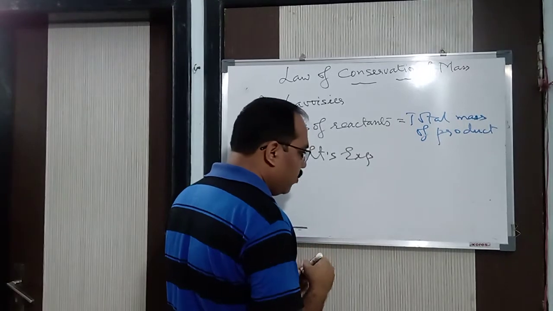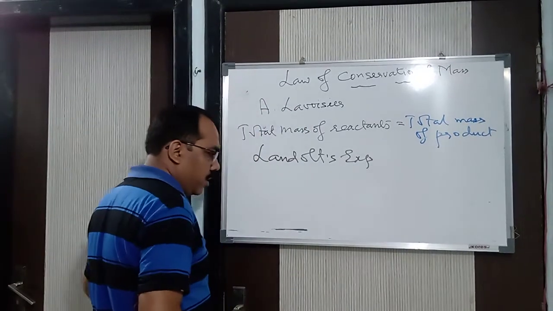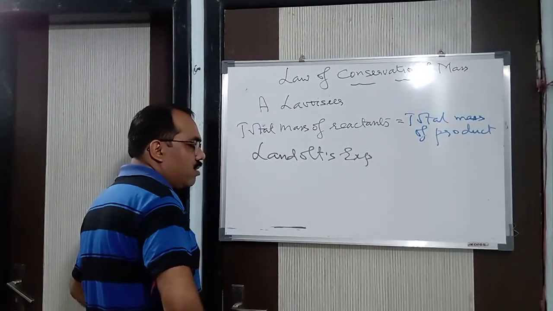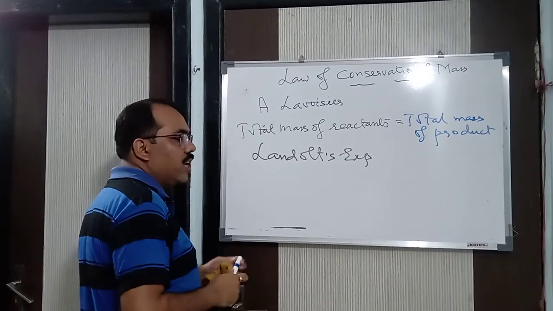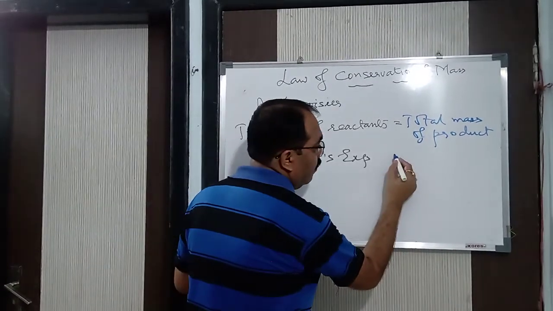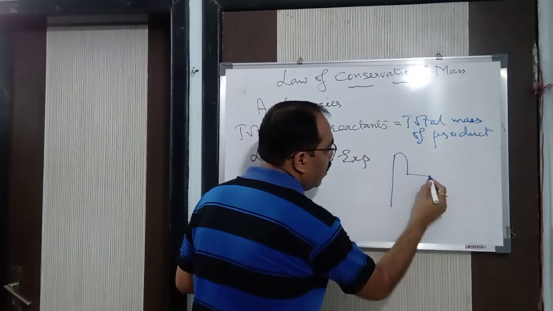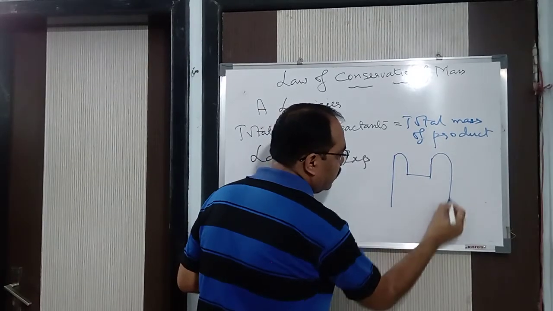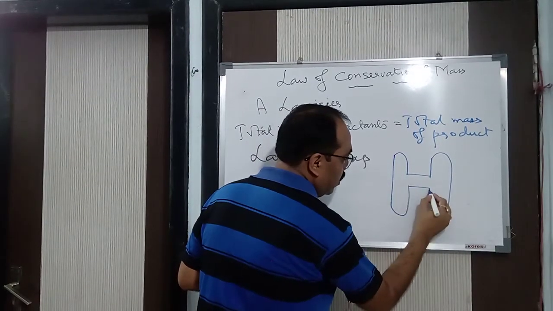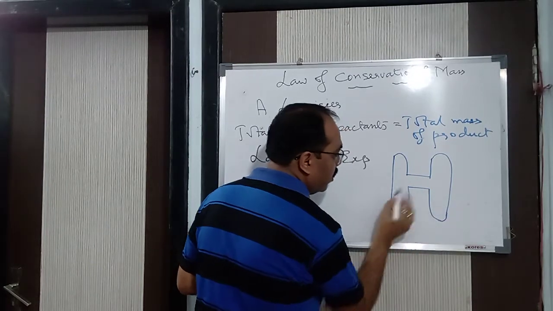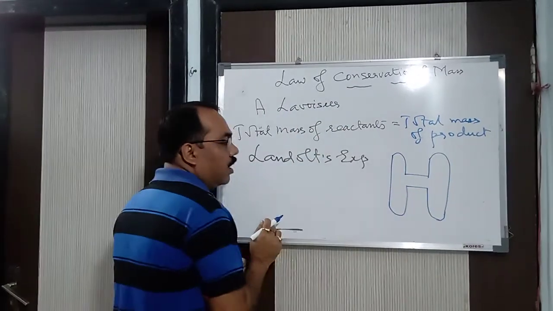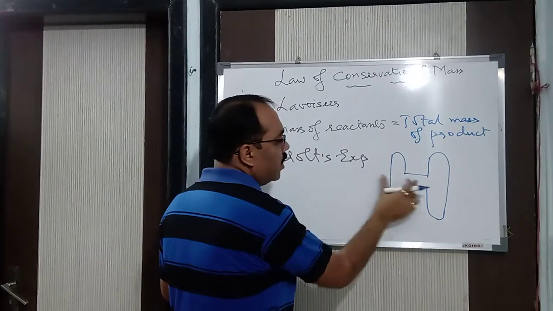And the apparatus I am going to take to do this particular experiment is called a Landolt's tube, or it is also known as an H tube, because the shape of the tube is in the form of H. Now you can see it. It is in the form of H. You can see it's an H. Clear? So this Landolt's tube, or the H tube, I have taken.